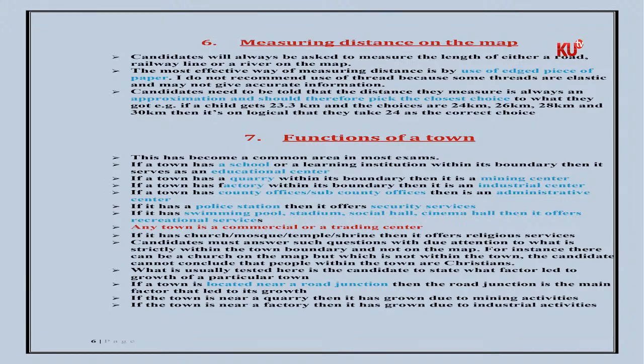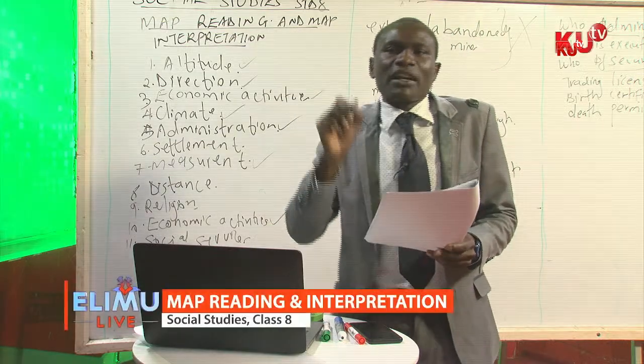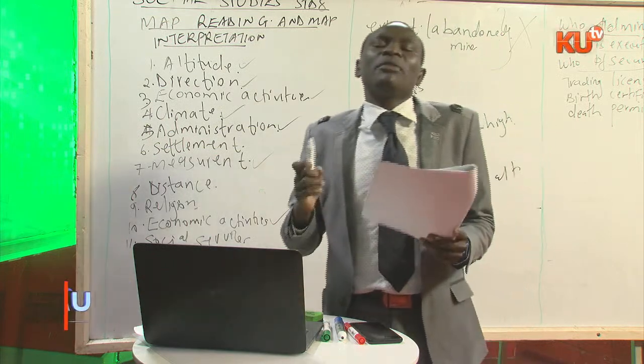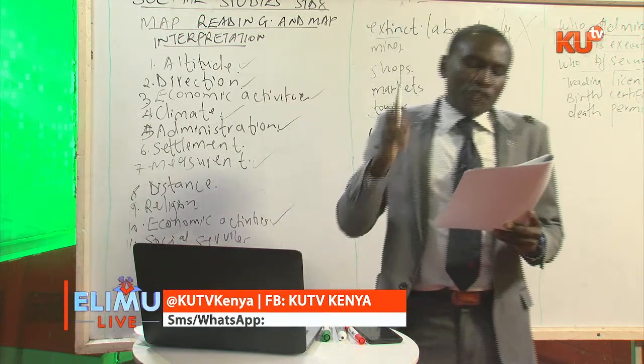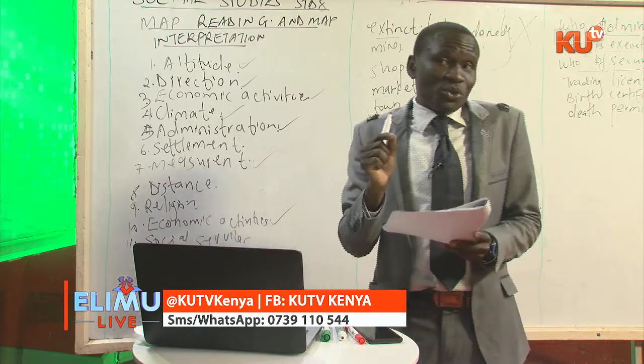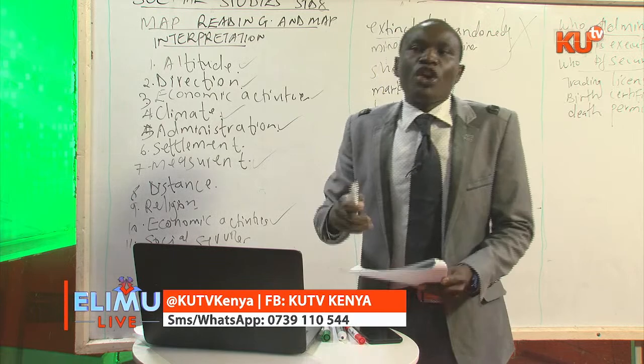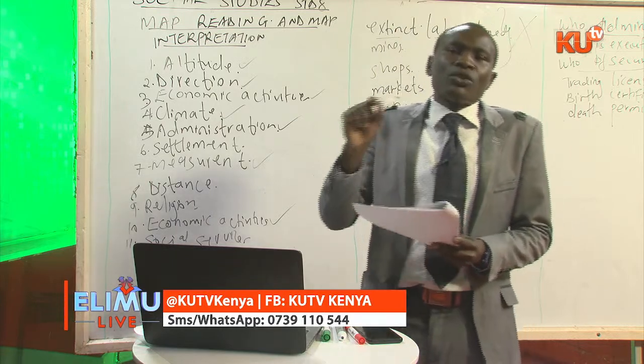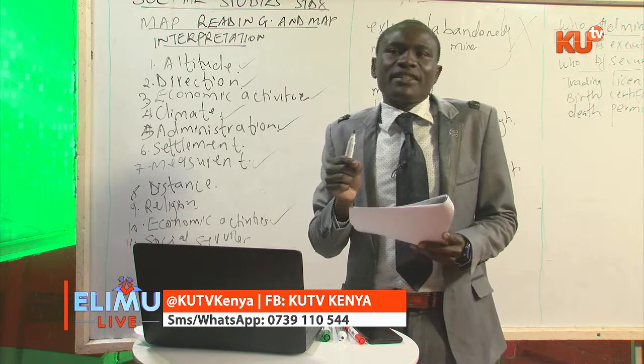And how will you know the functions of a town? Make sure you observe the town boundary. The candidate must answer such questions with due attention to what is strictly within that boundary. If what you are asked is not within the town, you look at that and you use the elimination method. Also, if a town is near a junction, then it has grown due to that junction. Also, if they ask you about the functions of a town, look at the economic activities and the social services that are around that town.